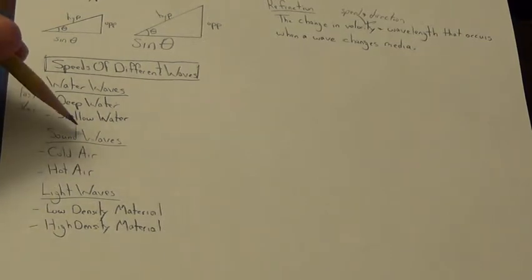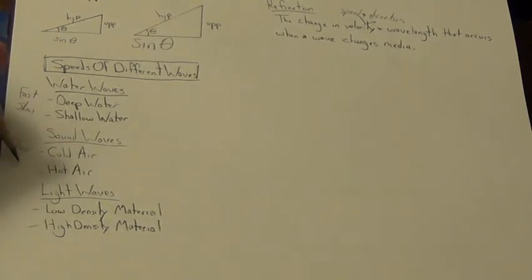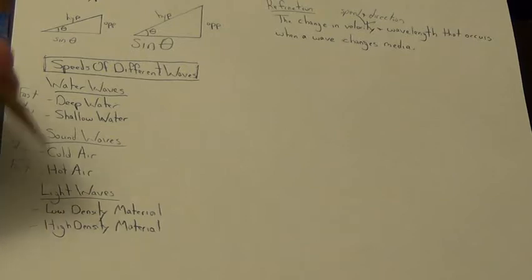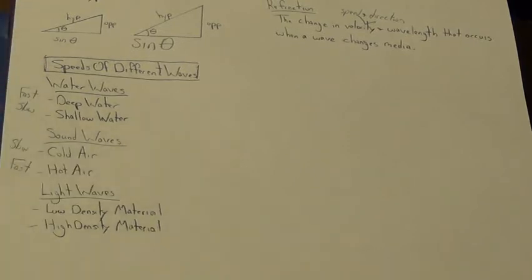Sound waves. As far as air, if you change the temperature of air, that has a noticeable effect on the speed of sound. So in cold air, the waves travel more slowly, but as the air heats up, the molecules vibrate faster. That gets them to bump into each other more quickly as a sound wave comes through. And so in hot air, the waves travel faster.